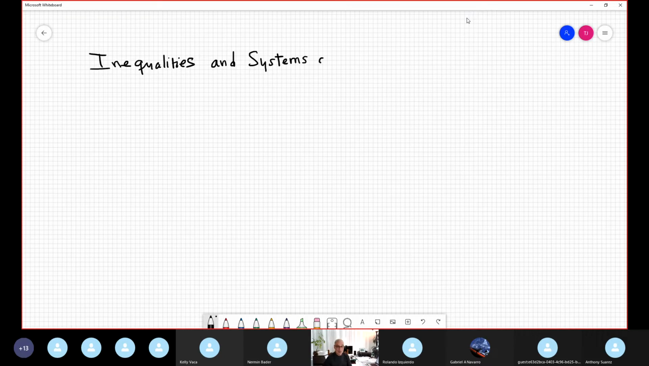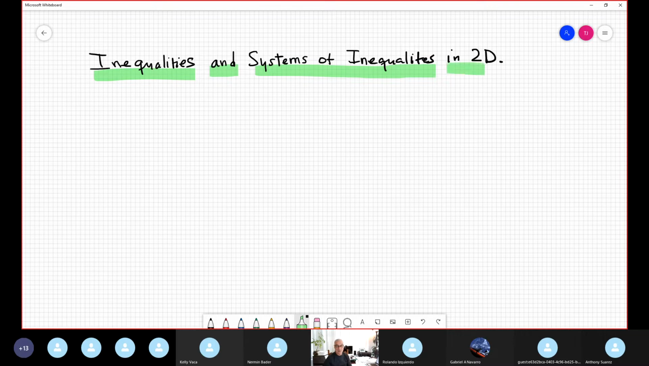Inequality, in plural, of inequality in 2D. Okay, now no equation anymore. Now it's inequality and system of inequality. What is the difference between inequality and system? Inequality is only one. System is 2, 3, 4, 5.